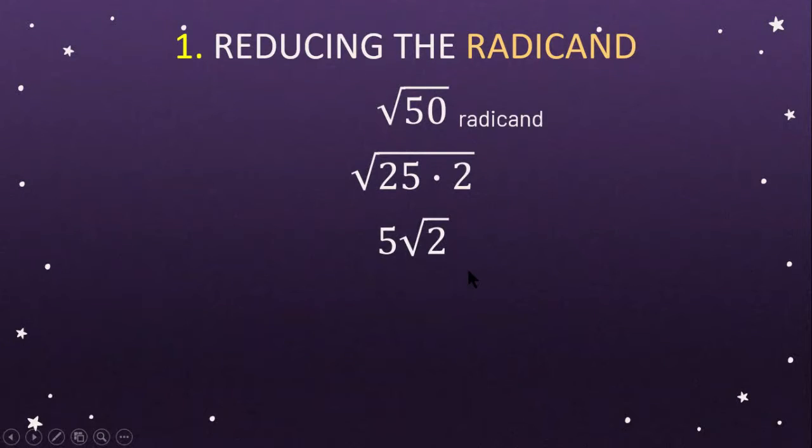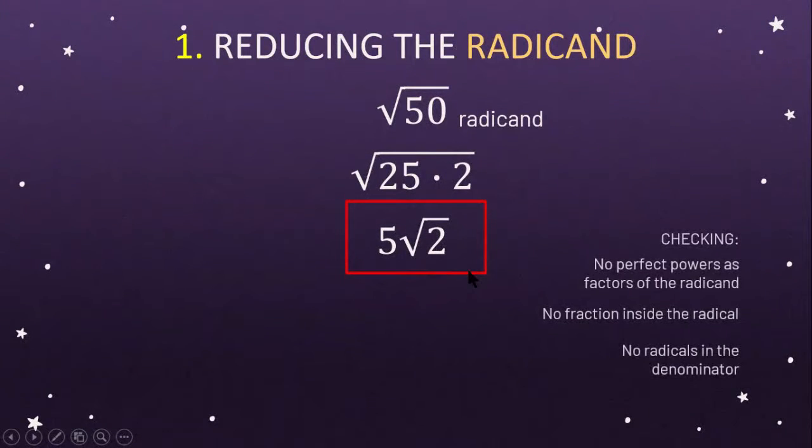Now let's do the judgment. Okay, the first one, no perfect powers as factors of the radicand. Does 2 have factors that are a perfect square except 1? There is none. Okay, so the second criterion, no fraction inside the radical. I haven't seen any fractions inside the radical sign. And then the number 3, no radicals in the denominator. No, it is not in a fraction form.